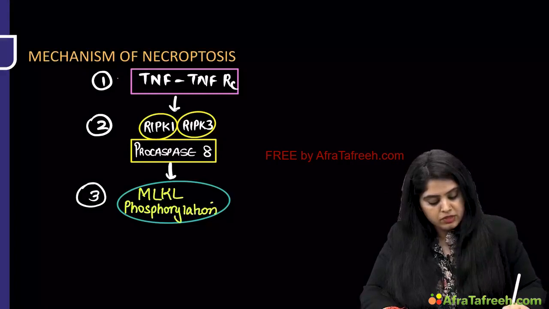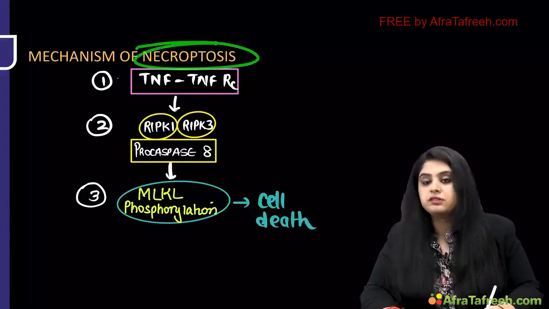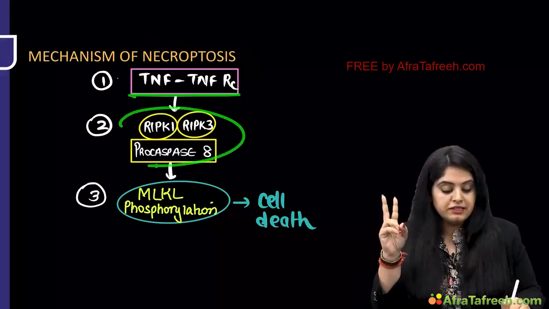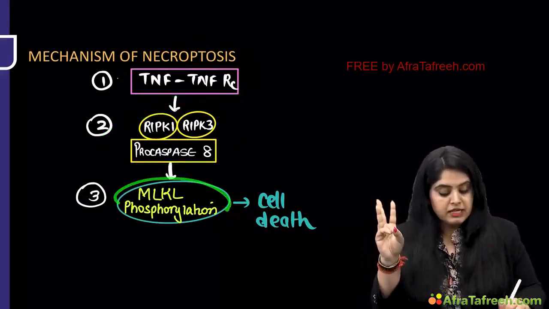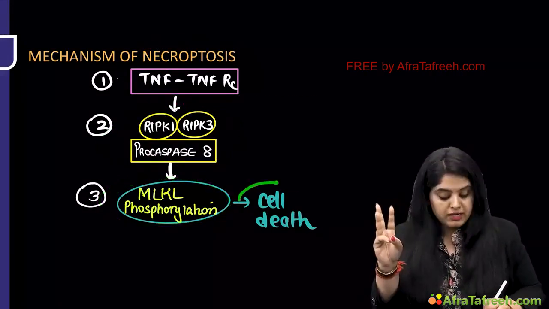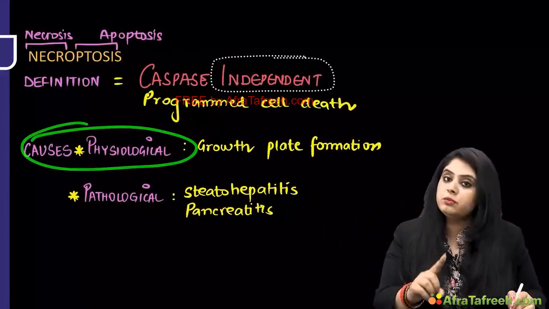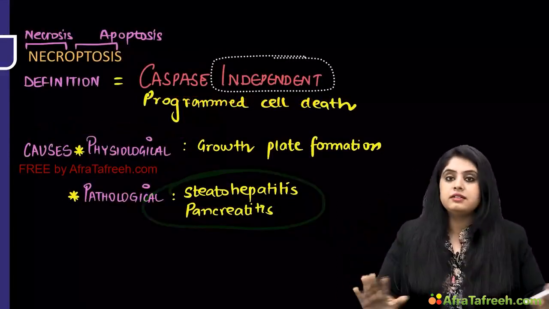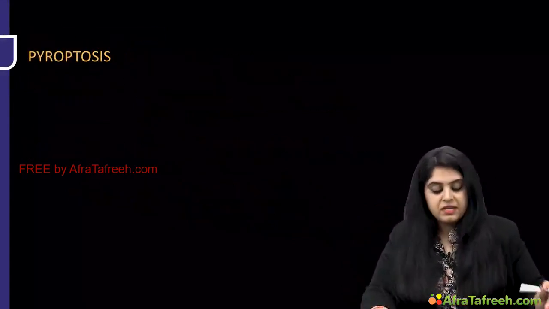So a simple question comes: which cell death shows you MLKL phosphorylation? It is necroptosis. 1, 2, 3 death. 1 means TNF receptor. Second, there is a trio called RIP kinase 1, 3 and procaspase 8. Finally, there is MLKL phosphorylation and the cell is going to die. This can occur normally, like in case of growth plate formation. It can occur in diseases like fatty liver and pancreatitis. Done with necroptosis. The next cell death that you have is going to be pyroptosis.